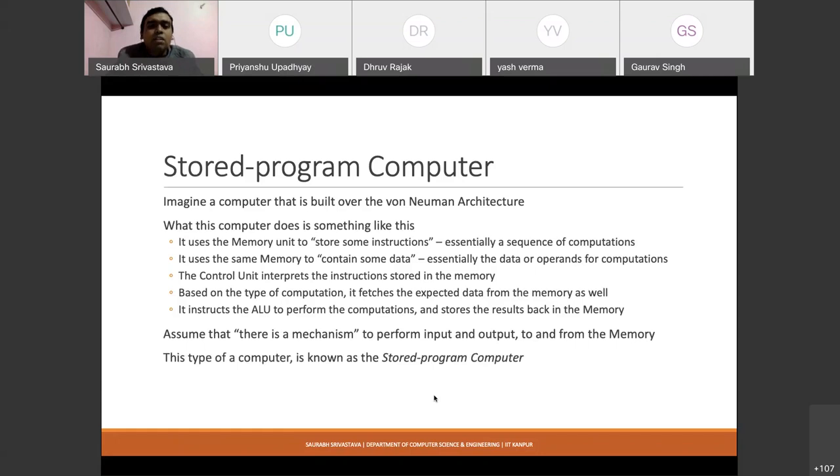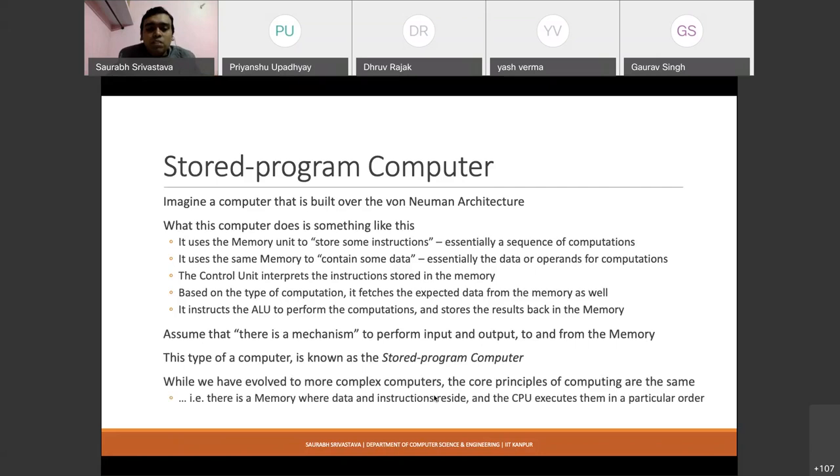And this type of a computer is known as the stored program computer. Stored program computer is basically the basis of all the computing that we do today. The core principles of computing are exactly the same. There is a memory where data and instructions are written. The CPU executes them in a particular order.